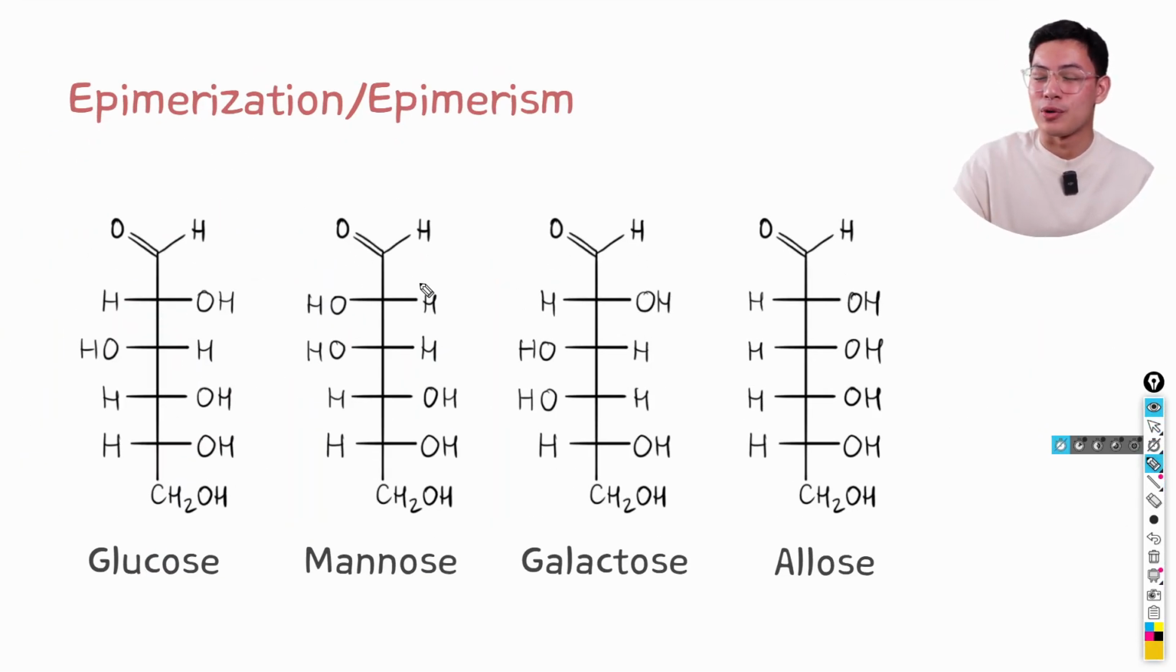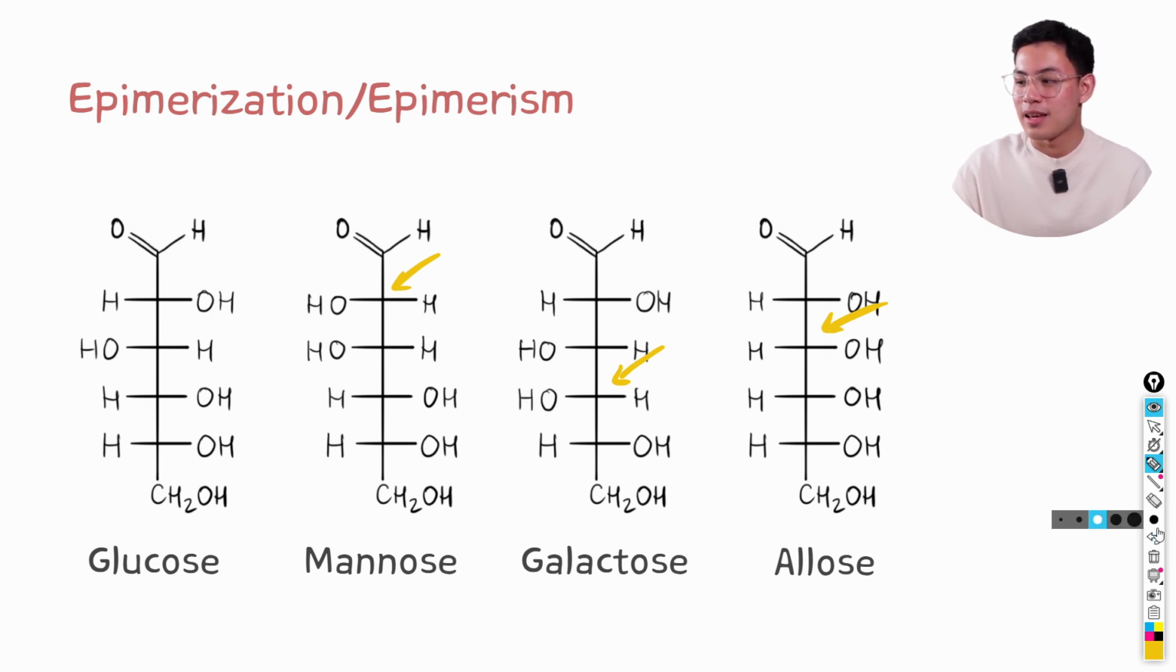It forms an epimer with mannose simply at carbon number 2, an epimer with galactose at carbon number 4, and an epimer with allose at carbon number 3. At these carbons, glucose has a flipped arrangement. Mannose is flipped at carbon number 2, galactose at carbon number 4, and allose at carbon number 3. Hence, all of these are epimers of glucose because again, they only differ in the arrangement or configuration of one carbon atom.